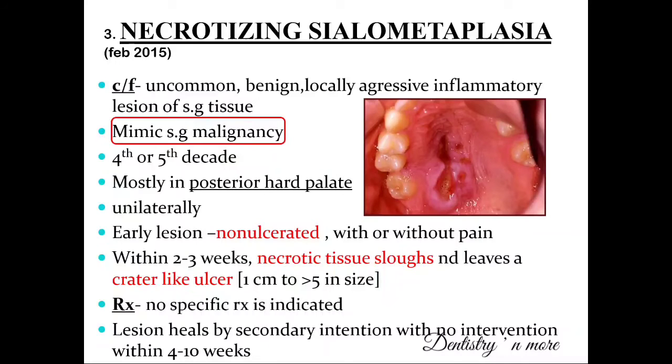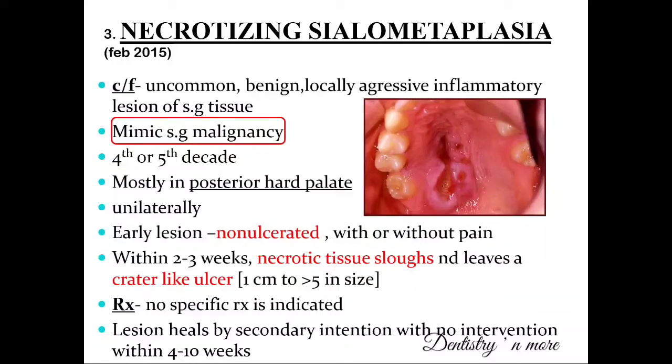The next question to be asked is necrotizing sialometaplasia. Necrotizing sialometaplasia is nothing other than a benign, locally aggressive inflammatory lesion of the salivary gland tissue. It can mimic malignancy or malignant ulcers, and it occurs in the 4th and 5th decade. Most commonly it affects the posterior hard palatal region and has a unilateral presentation.